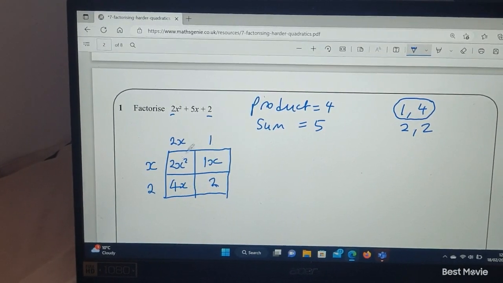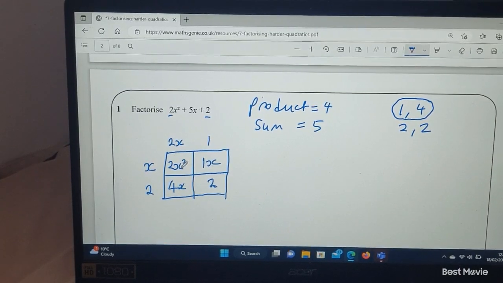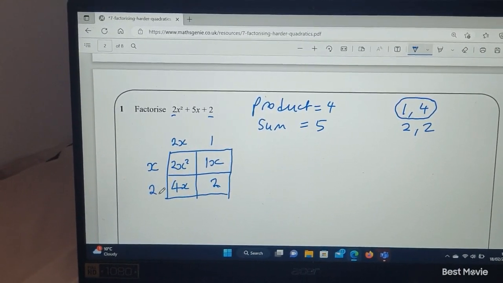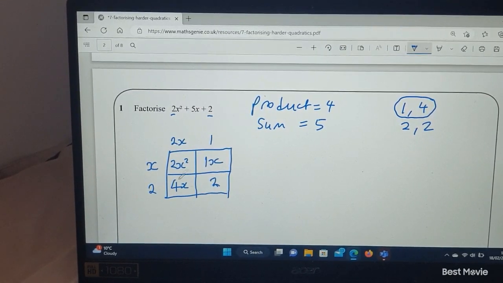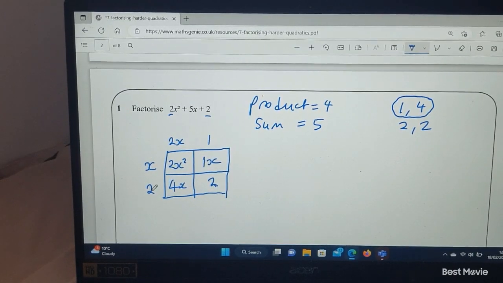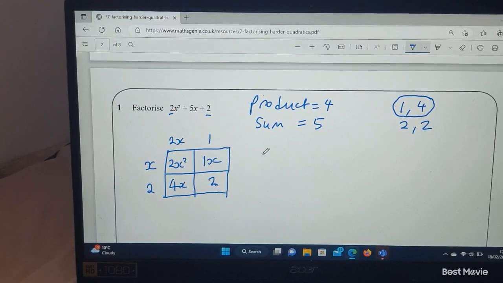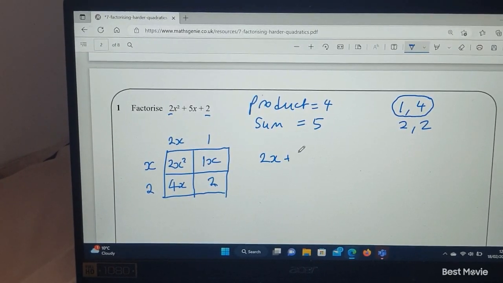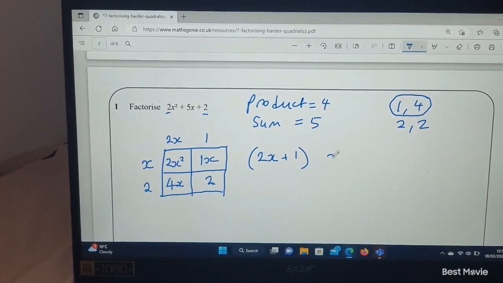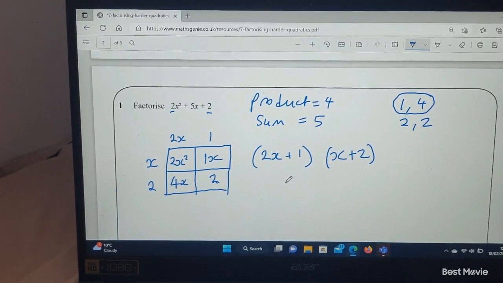So just check again that my numbers work: when I multiply 2x and x, I get 2x squared. x times 1 is 1x, 2x times 2 is 4x, and 1 times 2 is 2. So the numbers on the top and side of the grid are the numbers in my brackets. So 2x plus 1 in the first bracket, and x plus 2 in the second bracket. And that is my solution for this question.